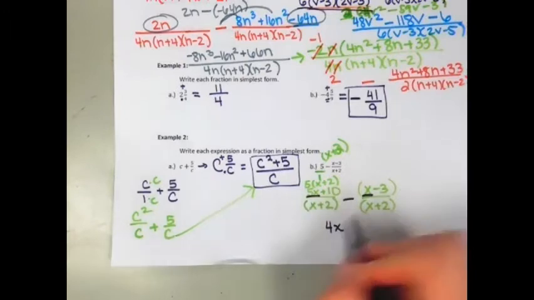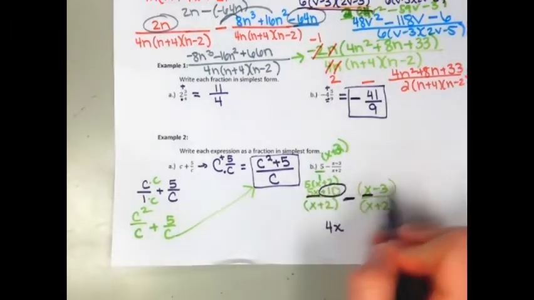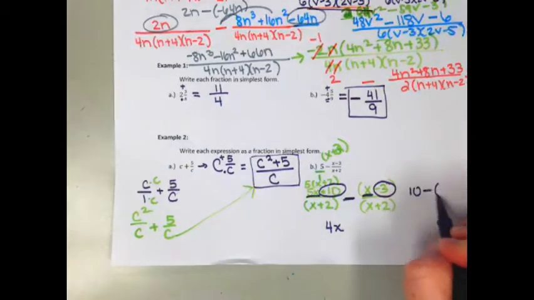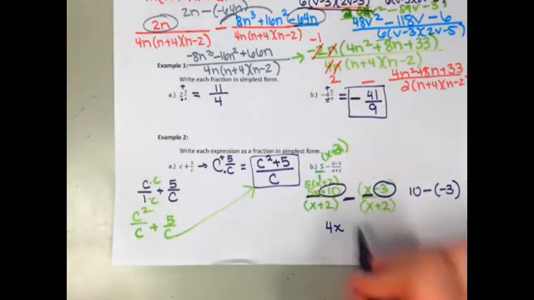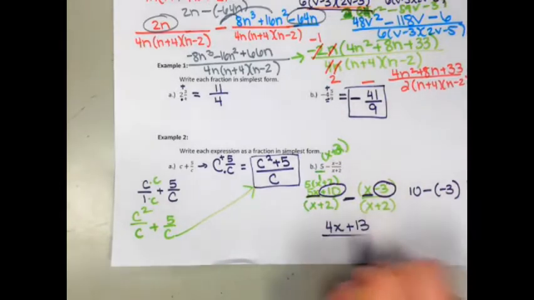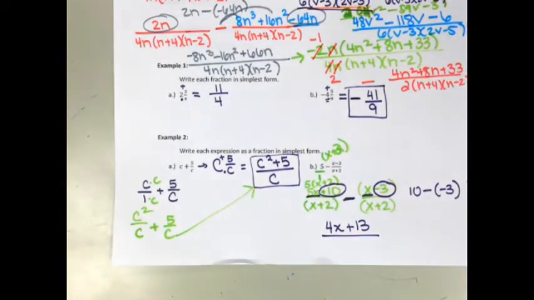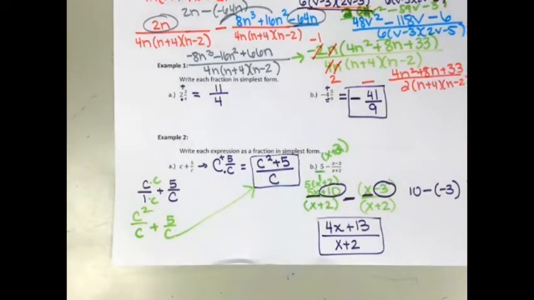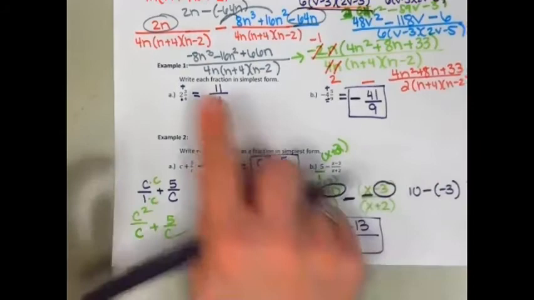4x. And then a positive 10 minus a negative 3. Positive 10 minus negative 3 is 13. Positive, right? And what is my denominator? X plus 2. And there you go. So with subtraction, I always find the common denominator so you don't have to borrow things and do all that fun stuff. When it's adding, you can just add them together and then do exactly our normal.